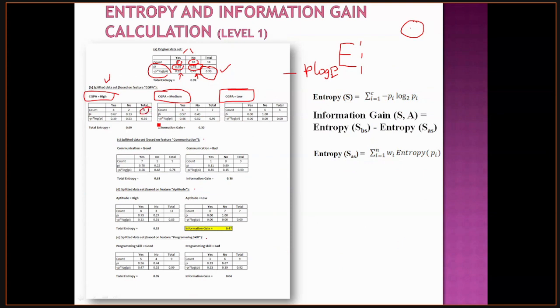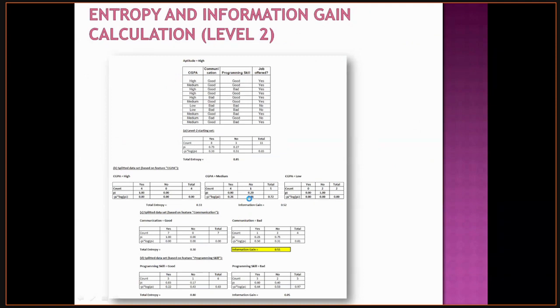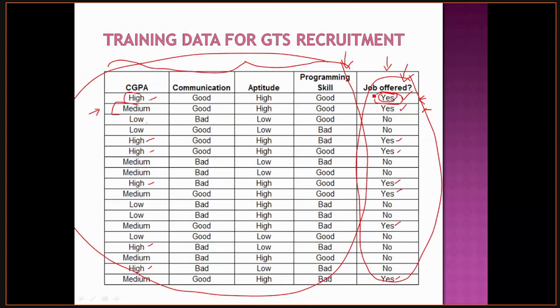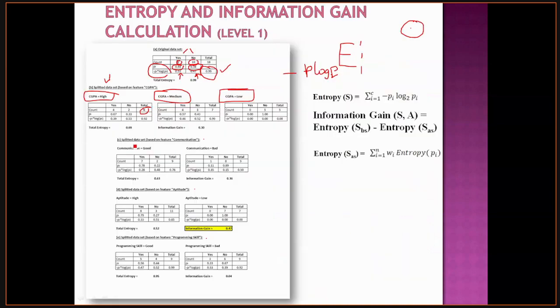Okay. And now for this CGPA high, what is the number of yes and no of the target variable? So here, high it is yes 1, high and yes 2, high and yes 3, high and yes 4, high and no 1, high and no 2. So 4 yes and 2 no.